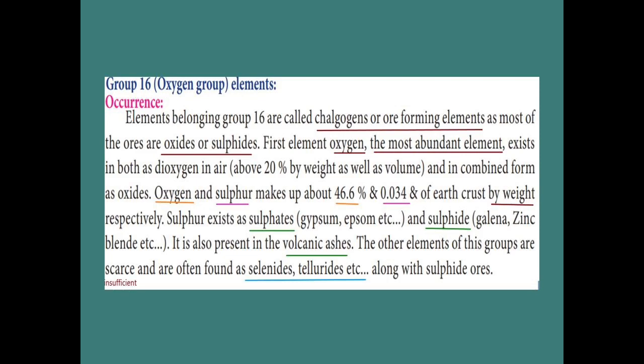Then the remaining ones, selenides and tellurides, are obtained in scarce amounts. What does scarce mean? Insufficient amount only. They are obtained along with the sulfide ore.